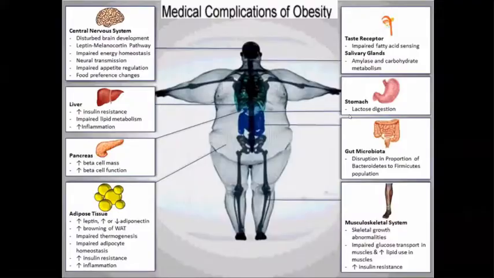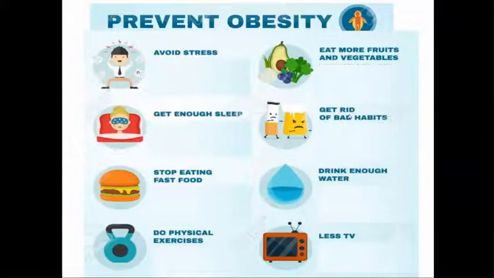These are some of the medical complications of obesity. And obesity is not as such an individual problem, it is a social problem. Then how will we avoid obesity? One is avoiding sudden stress. Eat more fruits. It's better to sit less time watching TV, do physical activity, stop eating fast foods, and get enough sleep. This may help you to maintain your body weight.